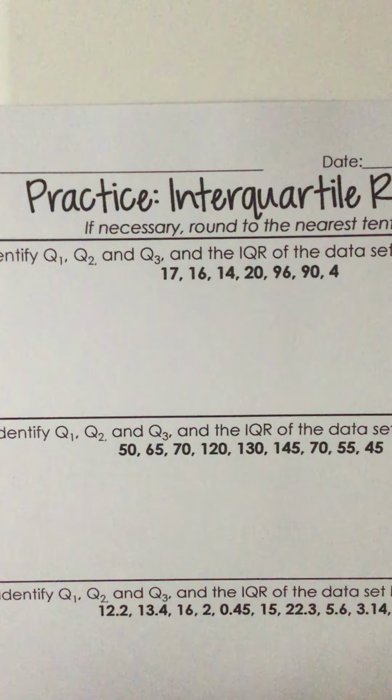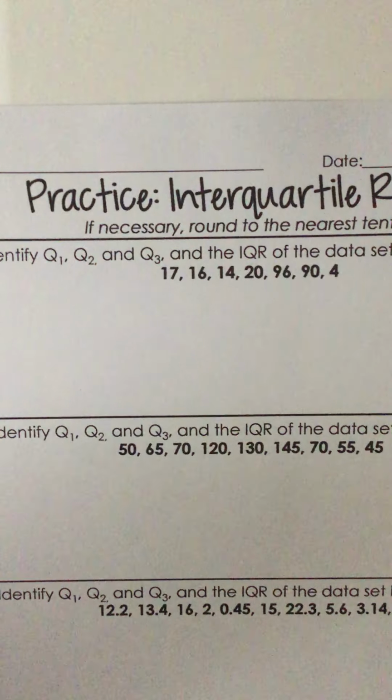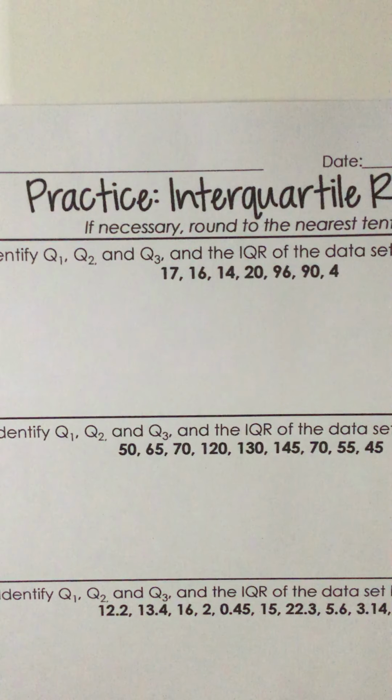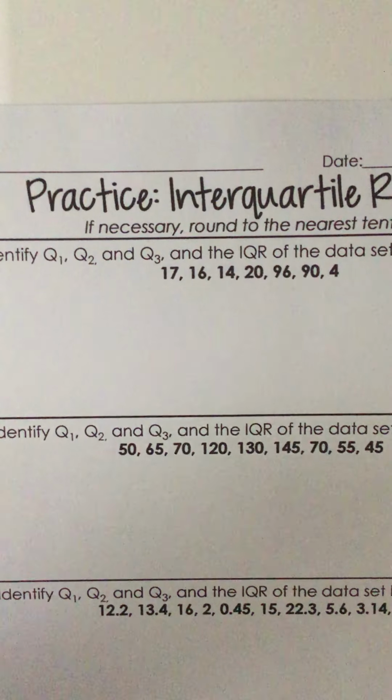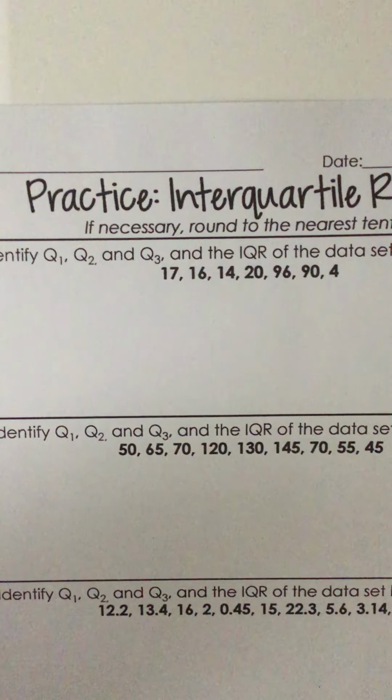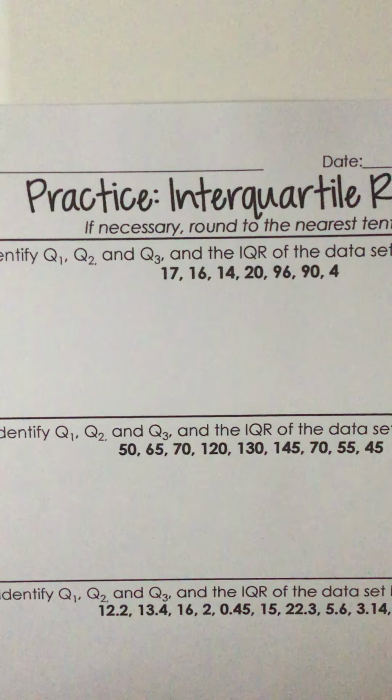Okay, these are your practice problems, and I wanted to go over two of them with you just so you kind of have an idea of how to complete these. Again, IQR is taking the Q3 and the Q1 and subtracting them and finding the range. And the way that you find Q1, Q2, and Q3 is by finding the median of the whole set, then the first half, then the second half.